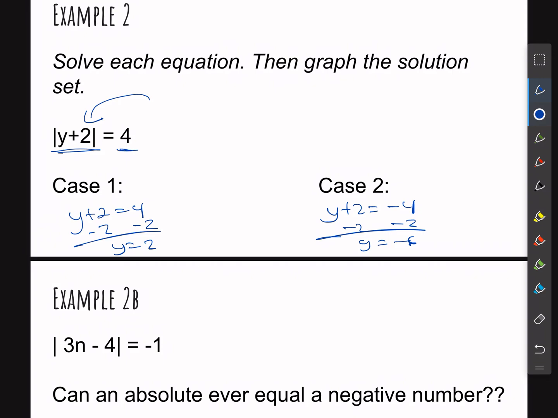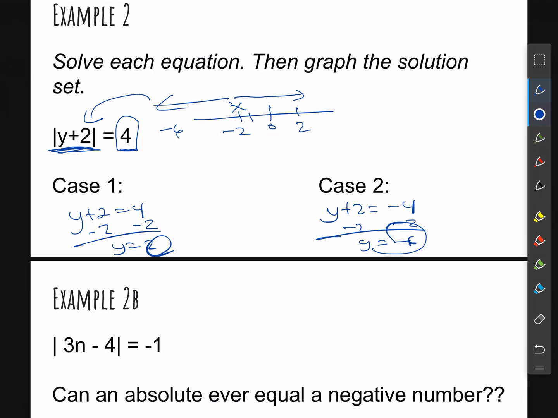Okay, the distance we're talking about is 4. Technically, in this case, it's whatever makes this go to 0. So negative 2. Negative 2 is where we were originally, and the distance was 4. So if I go 4 in this direction, I'm at 2. Boom, that's that answer. If I go 4 in this direction from negative 2, I'm at negative 6. Boom, that answer. So those are my two solutions, 2 and negative 6, which are 4 away from negative 2.